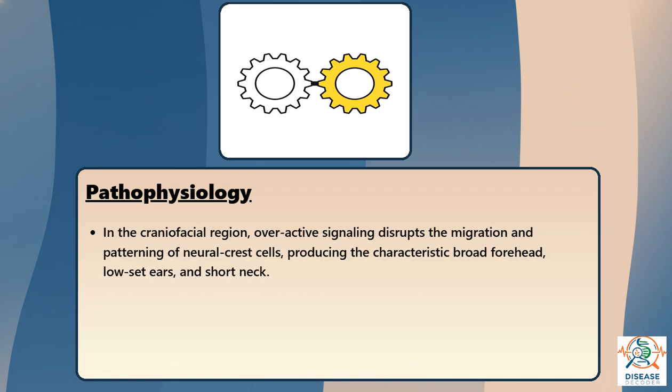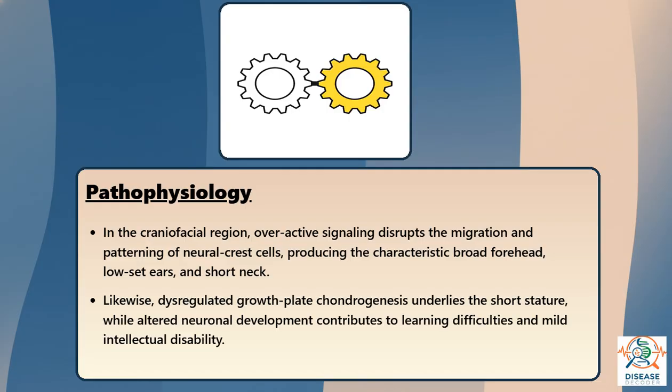In the craniofacial region, overactive signaling disrupts the migration and patterning of neural crest cells, producing the characteristic broad forehead, low set ears, and short neck. Likewise, dysregulated growth plate chondrogenesis underlies the short stature, while altered neuronal development contributes to learning difficulties and mild intellectual disability.